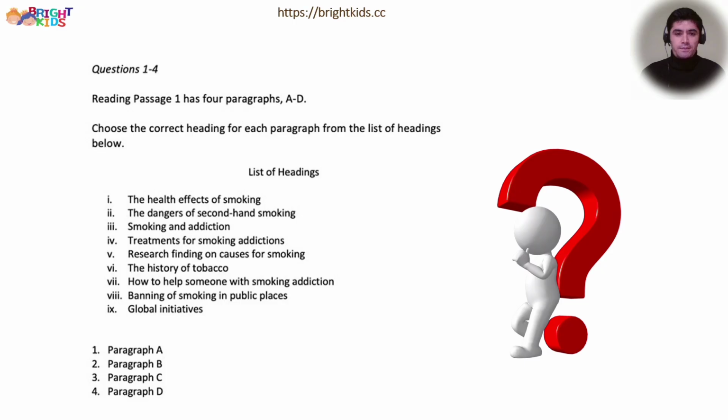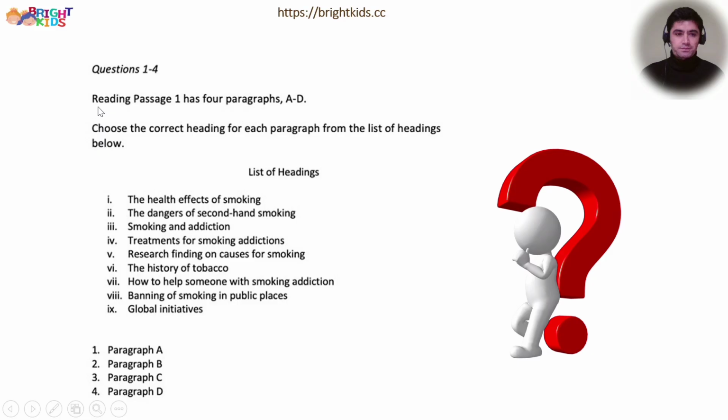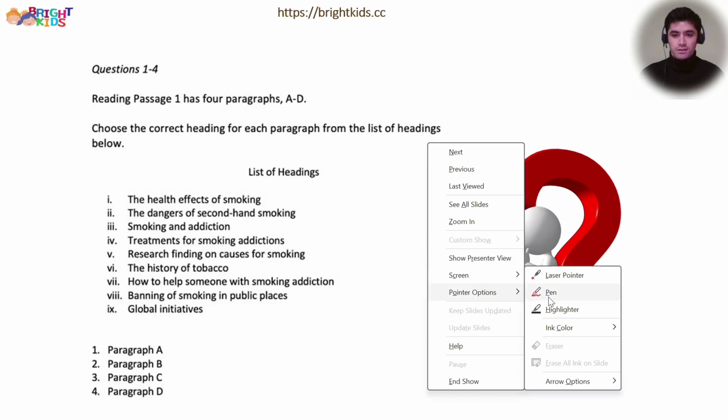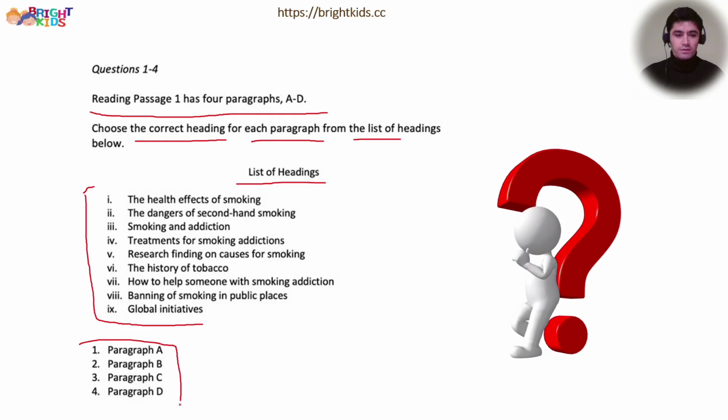First off, the introduction of matching paragraph heading questions. Matching paragraph heading question basically looks like this. Just a second, I need to use my pen first. So reading passage 1 has 4 paragraphs A to D. You will have to choose the correct heading for each paragraph from the list of headings. So these are the list of headings. You can see they are marked with ancient Greek numbers, and here we have different paragraphs.